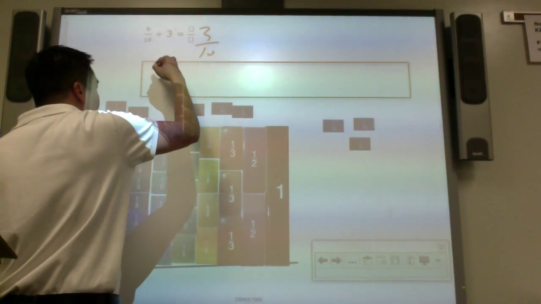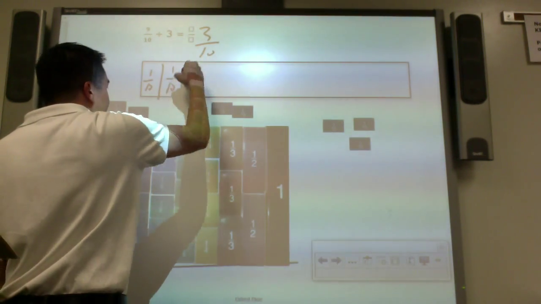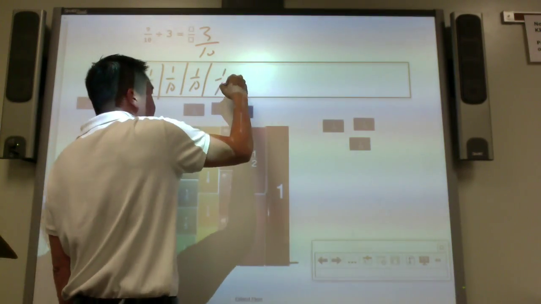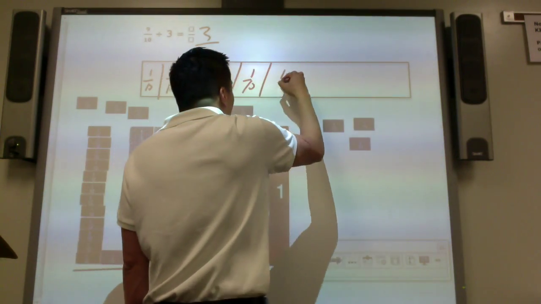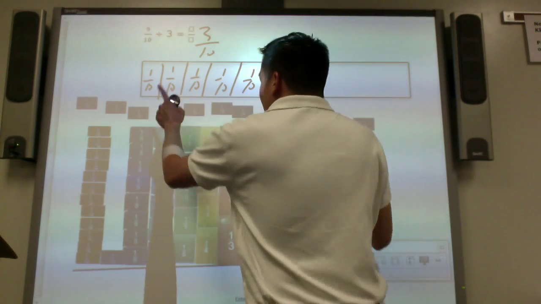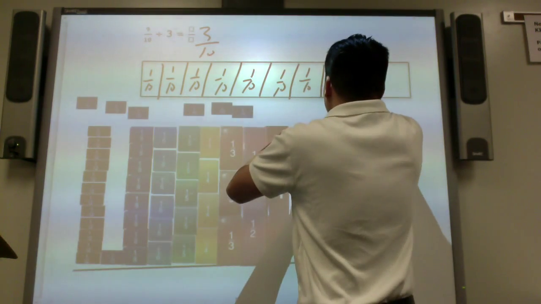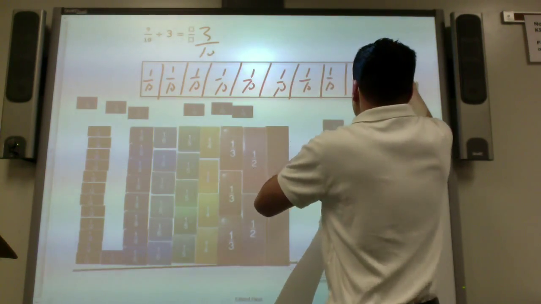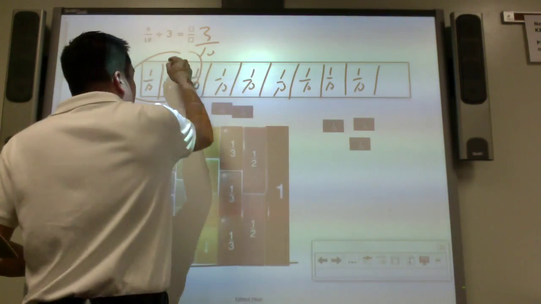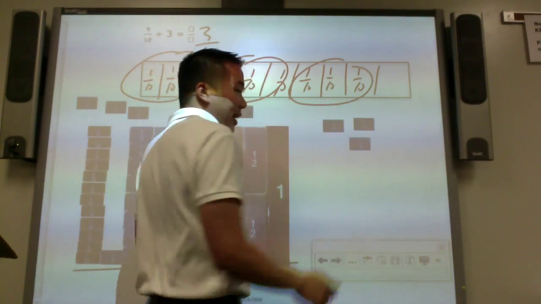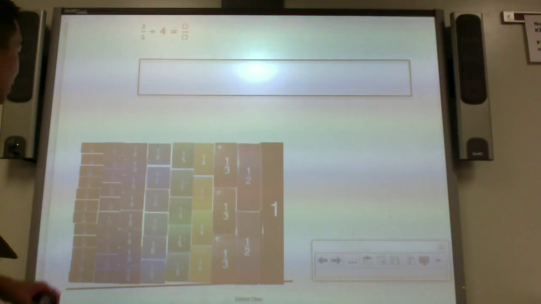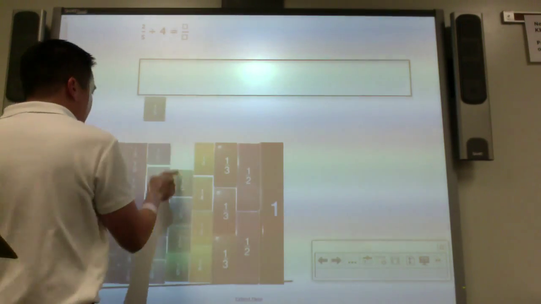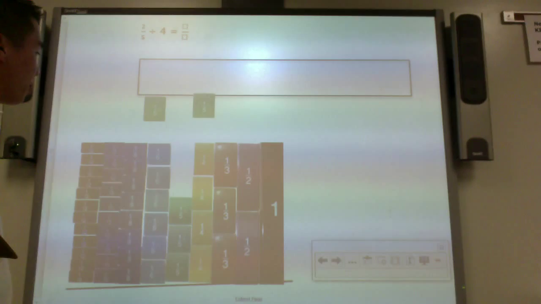If I had to draw it, 1/10, 1/10, 1/10, 1/10, 1/10, 1/10, 1/10, 1/10, 1/10. I divide it into three parts. It's 3/10 in each part. Next one, I have 2/5. I need to divide it into four parts.